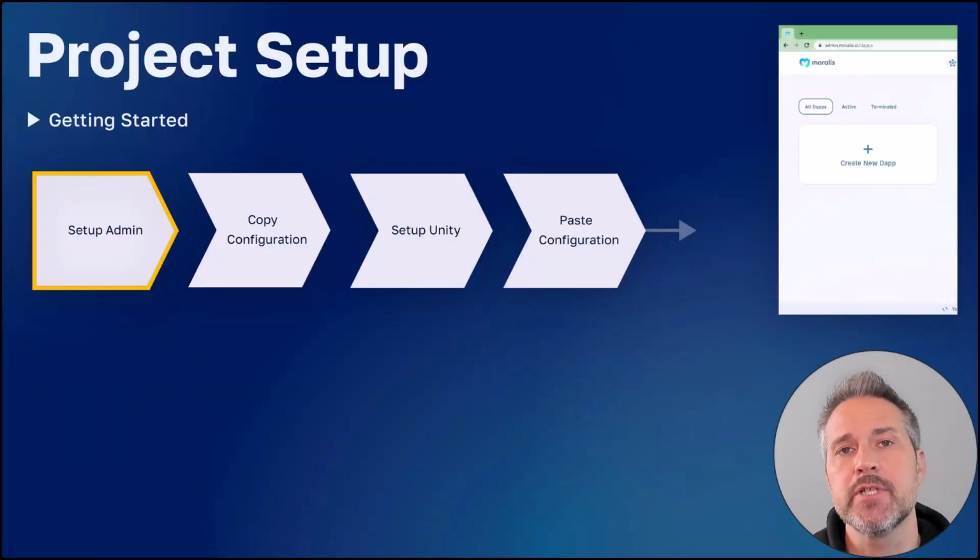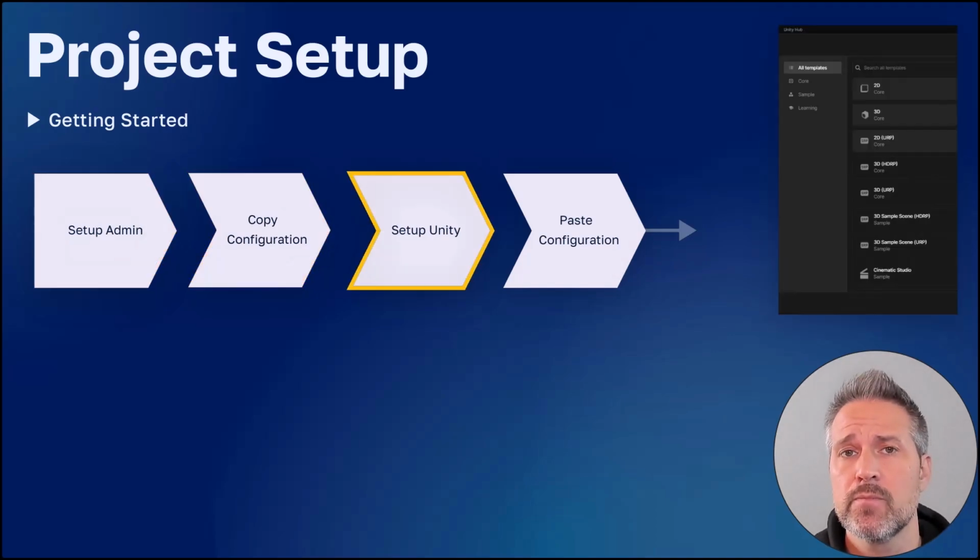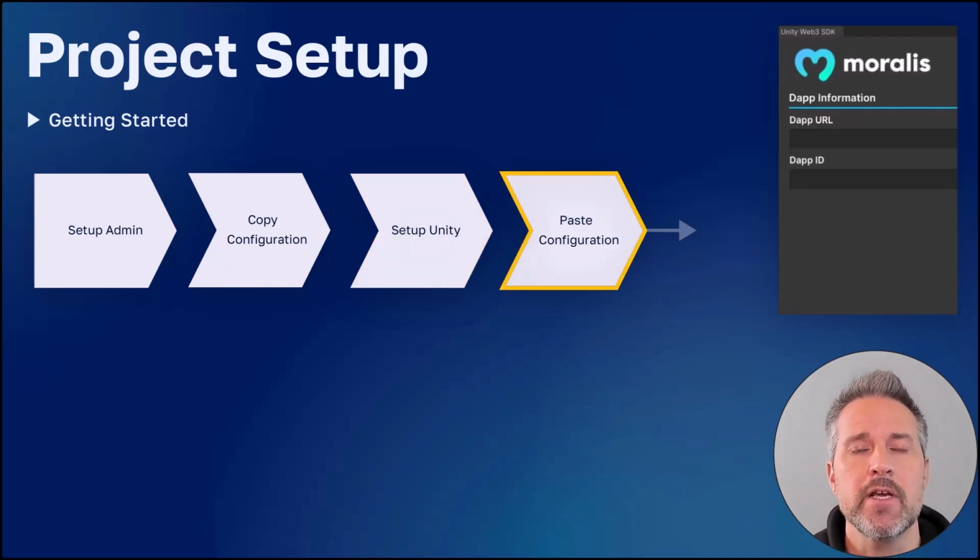For this and any project, there's some steps to get started. First, we're going to set up the admin. Then we're going to copy some configuration values that we're going to use later. We'll open up Unity and get Unity started, and then paste those configuration values in. This way your Unity client project knows which server from Moralis it relates to.